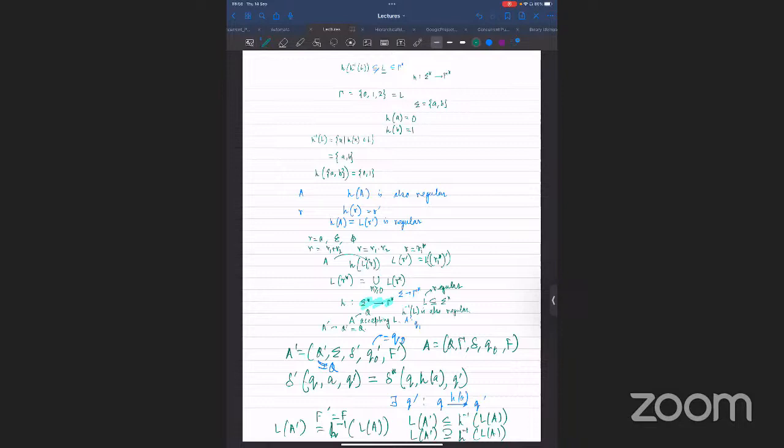You start with some X. Let's say X belongs to L of A prime. And then you need to show that indeed X also belongs to H inverse of L of A, and vice versa. You can prove this maybe using induction on X, on the length of X. This is one way to prove this. Clear? But you have to do these things yourself.